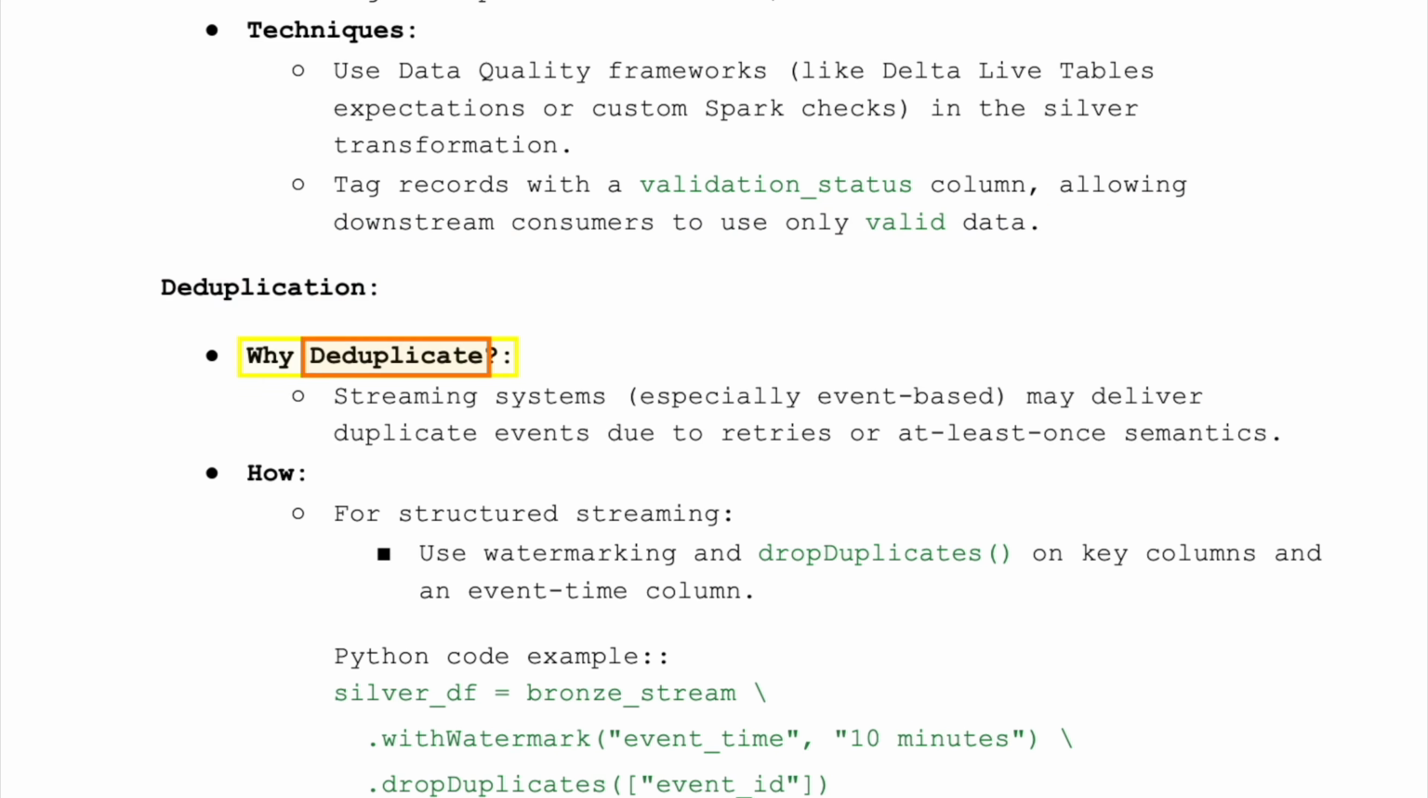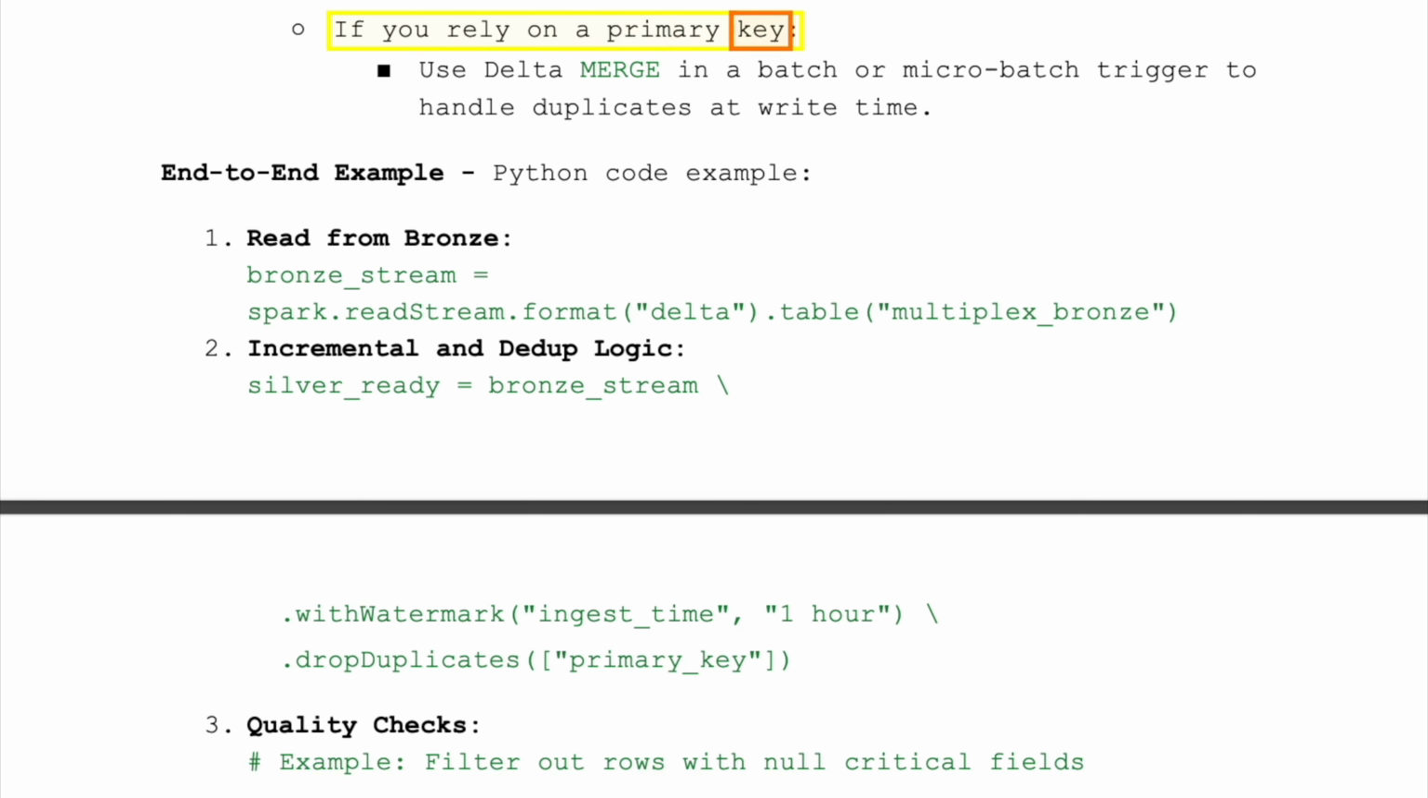Deduplication. Why the duplicates? Streaming systems, especially event-based, may deliver duplicate events due to retries or at-least-once semantics. How? For structured streaming, use watermarking and dropDuplicates on key columns and an event time column. Python code example: silver_df = bronze_stream.withWatermark("event_time", "10 minutes").dropDuplicates(["event_id"]). If you rely on a primary key, use Delta merge in a batch or microbatch trigger to handle duplicates at write time.